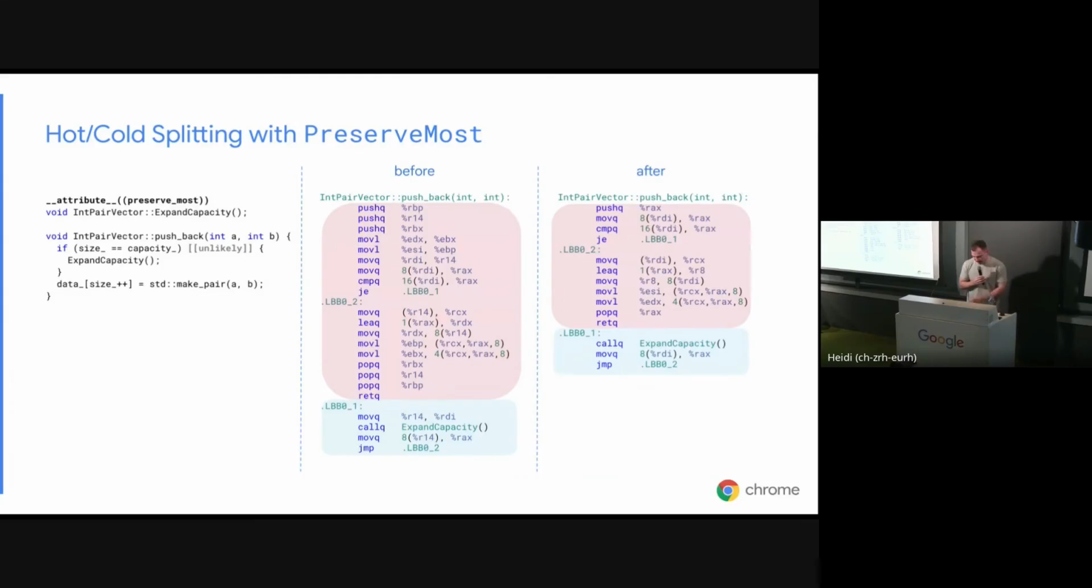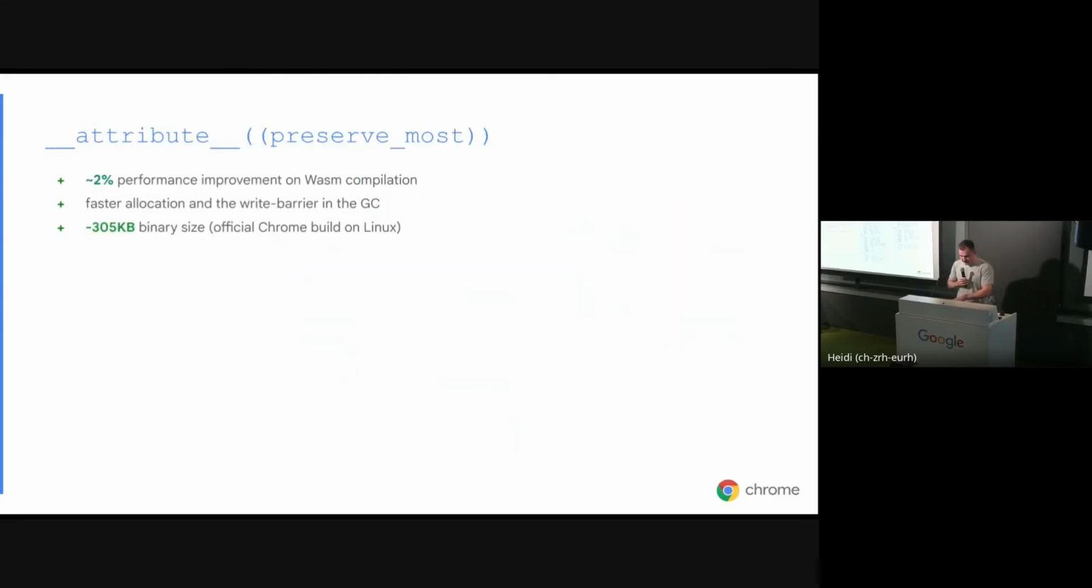We tried this attribute in multiple places, and it resulted in a 2% performance improvement on WebAssembly compilation. We also got faster allocation and write barrier path in the garbage collector. Yeah, and it also resulted in code size improvement, just because these allocations, these hot paths, are inlined everywhere in the code.